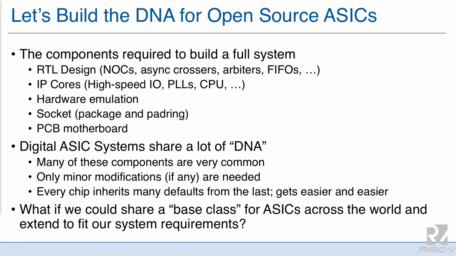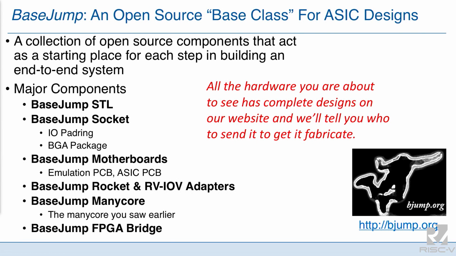And so you can think about, at each company, there's a kind of DNA that's going through all their chips, even when the chips are unrelated products. And so rather than us evolving our DNA all individually, there's the idea that we should be evolving this base class of DNA for the whole world as a joint ecosystem. Okay? So here are the components of BaseJump.